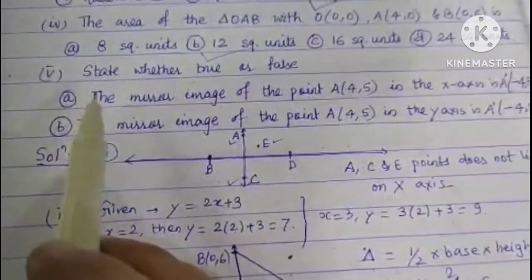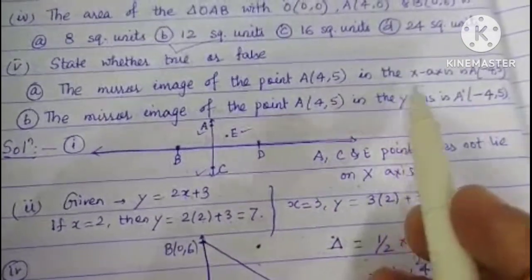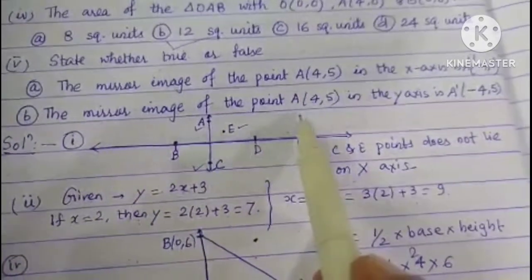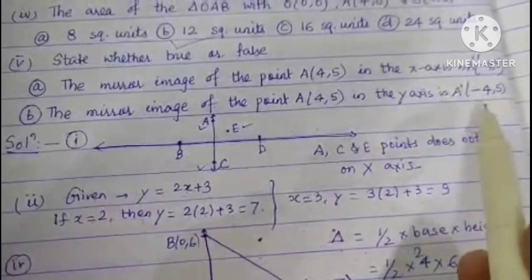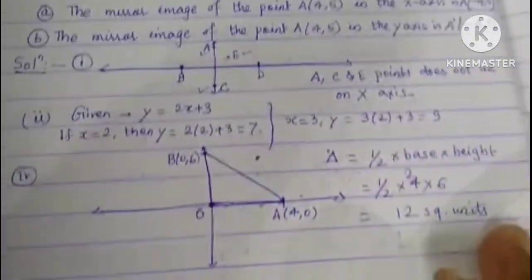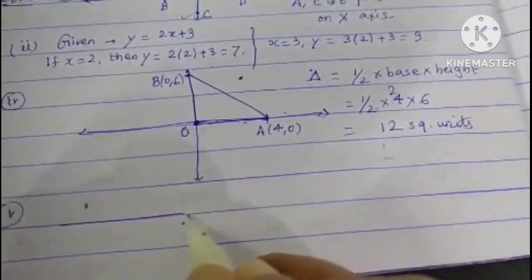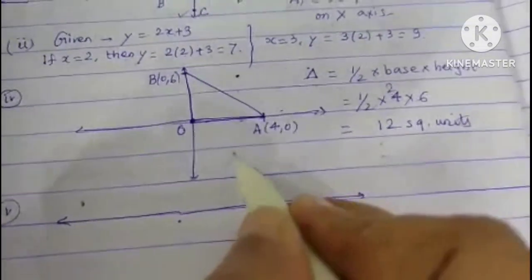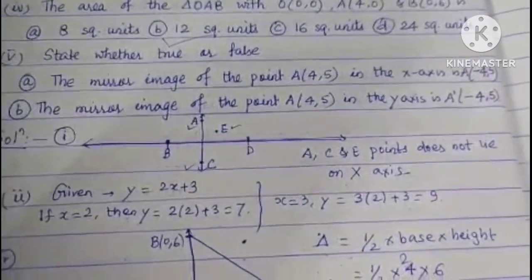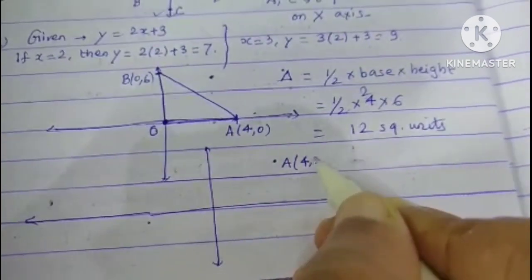Now fifth question. State whether true or false. The mirror image of the point A(4, 5) in the x-axis is A'(-4, 5), and similarly the mirror image of the point A(4, 5) in the y-axis is A'. So basically we have to find the mirror images on the x-axis and y-axis of the same point. Okay, so let us do it. Suppose these are the coordinate axes like this, and the point is (4, 5). Let us suppose it is here, the point A(4, 5).